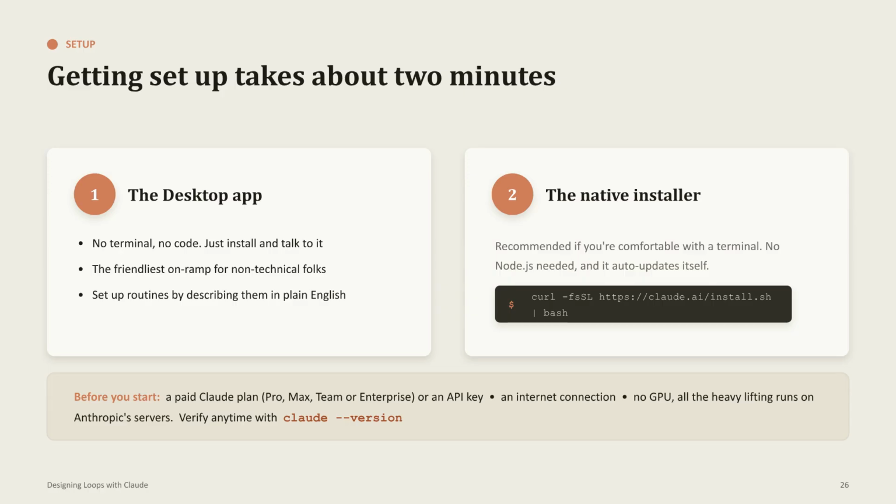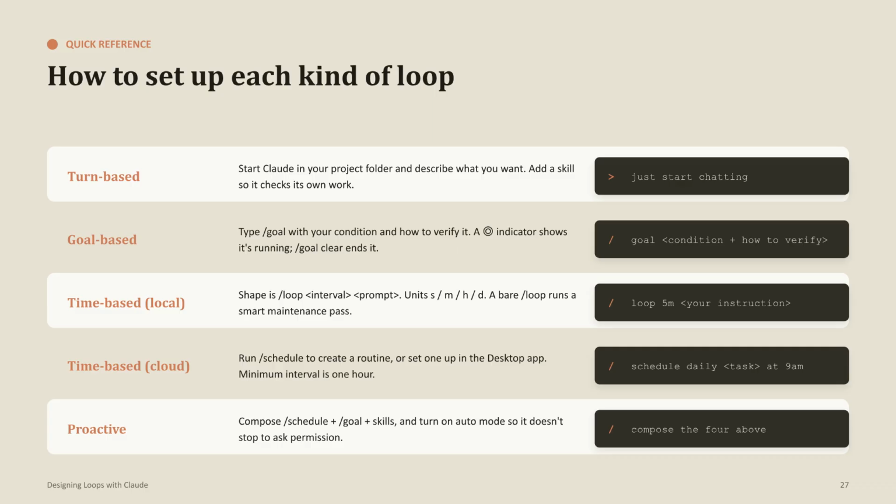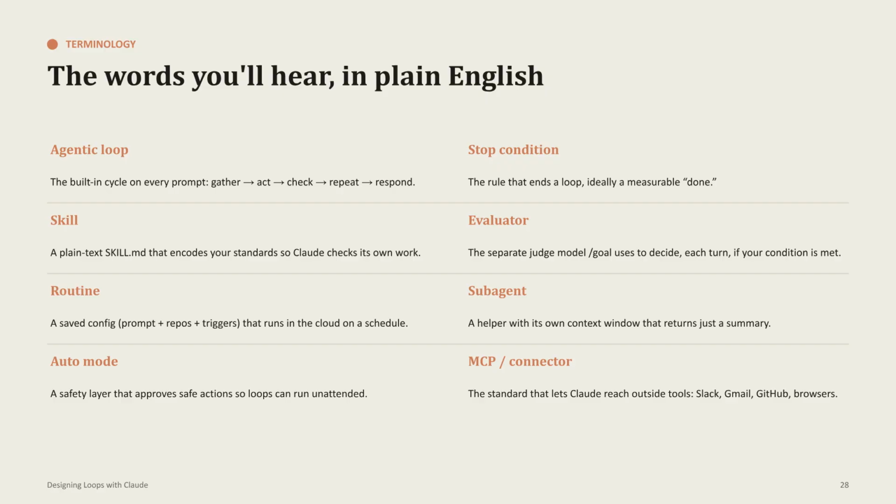Getting set up is fast. You can use the desktop app for the easiest no-code experience, or use the native installer if you prefer the terminal. All the heavy lifting happens on secure servers, so you don't need a powerful local GPU. This quick reference sheet summarizes the commands you'll need for each loop type. Keep this handy as you start your own projects, from simple chat-based turns to complex, multi-component proactive systems. Familiarize yourself with this terminology: agentic loops, stop conditions, skills, evaluators, and MCP connectors. Understanding these basic building blocks will make designing your systems much more intuitive.